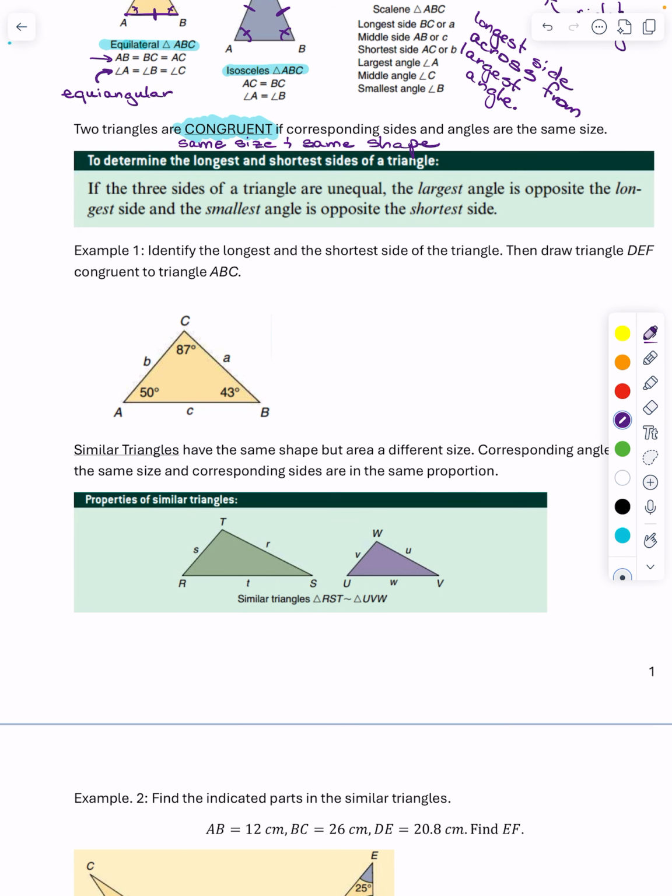Determining the longest and shortest side, like I just mentioned above, if the three sides of a triangle are unequal, largest angle is always opposite the longest side. Okay. So identify the longest and the shortest. Here is my largest angle. 87 is bigger than 50 and 43. So C is my longest side. 43 is my smallest angle. So B is my shortest side.